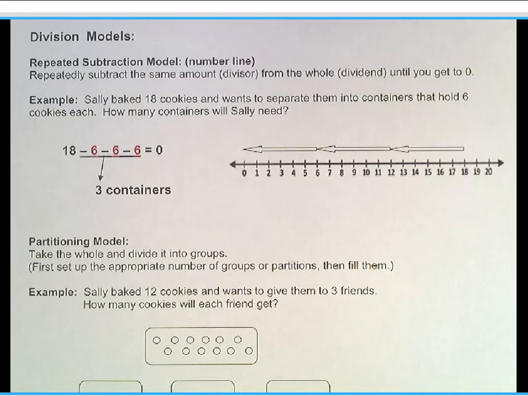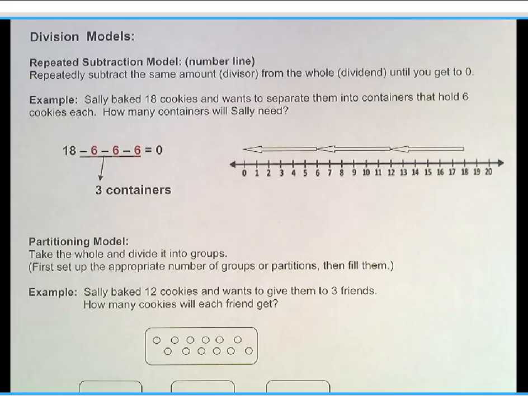So we're going to use a repeated subtraction model. Remember, multiplication was repeated addition. Well, division is repeated subtraction. So you're going to repeatedly subtract the same amount, that's called the divisor, from the whole amount, that's called the dividend, until you get all the way down to 0.